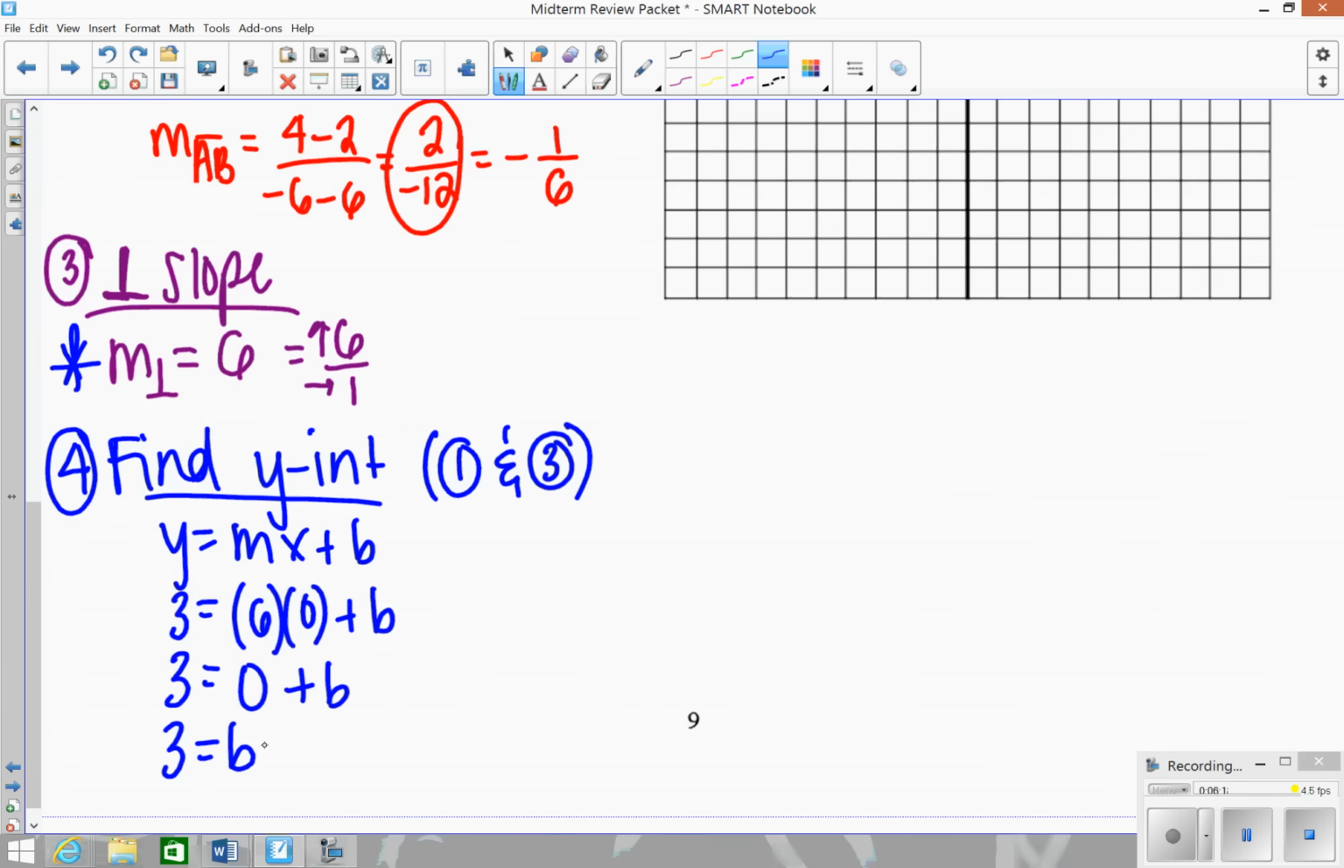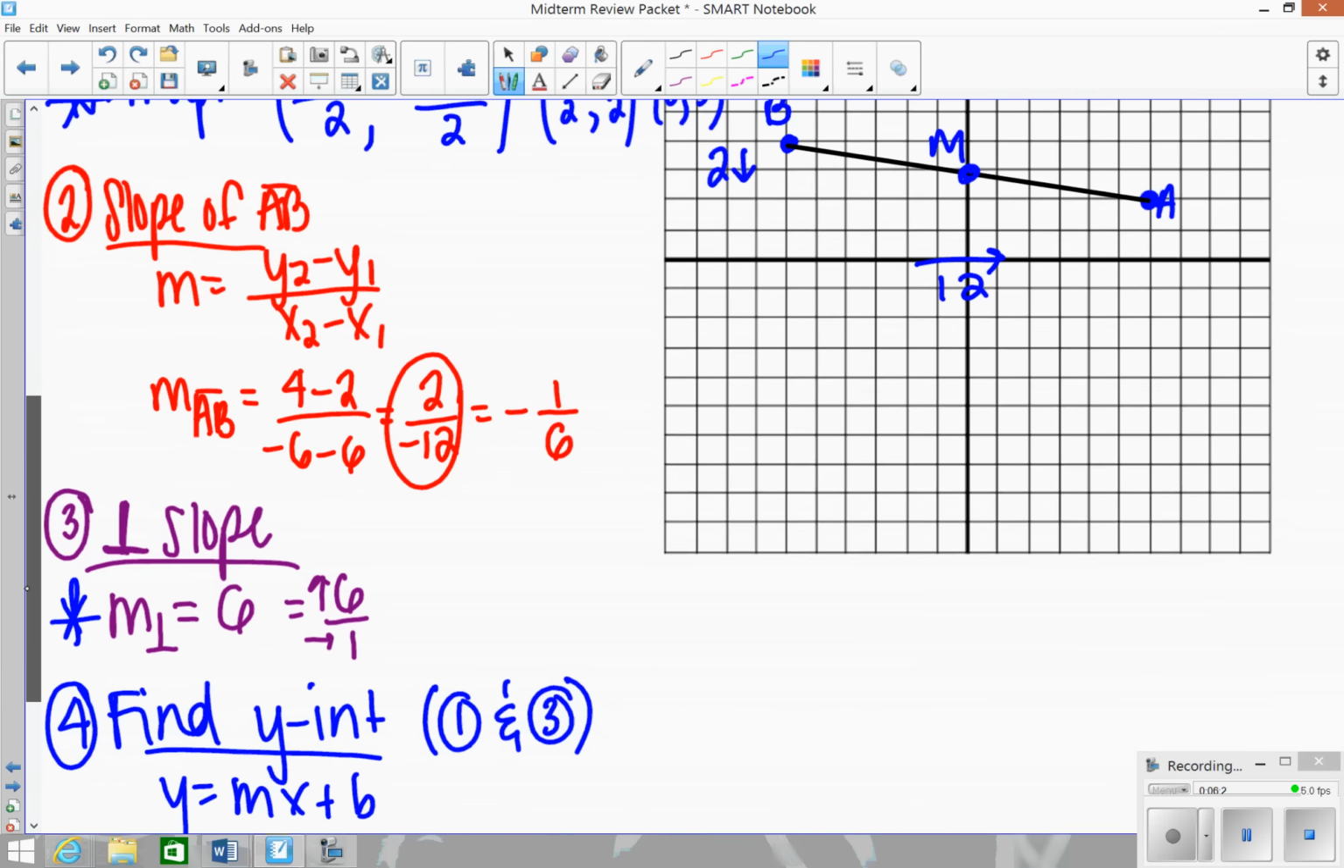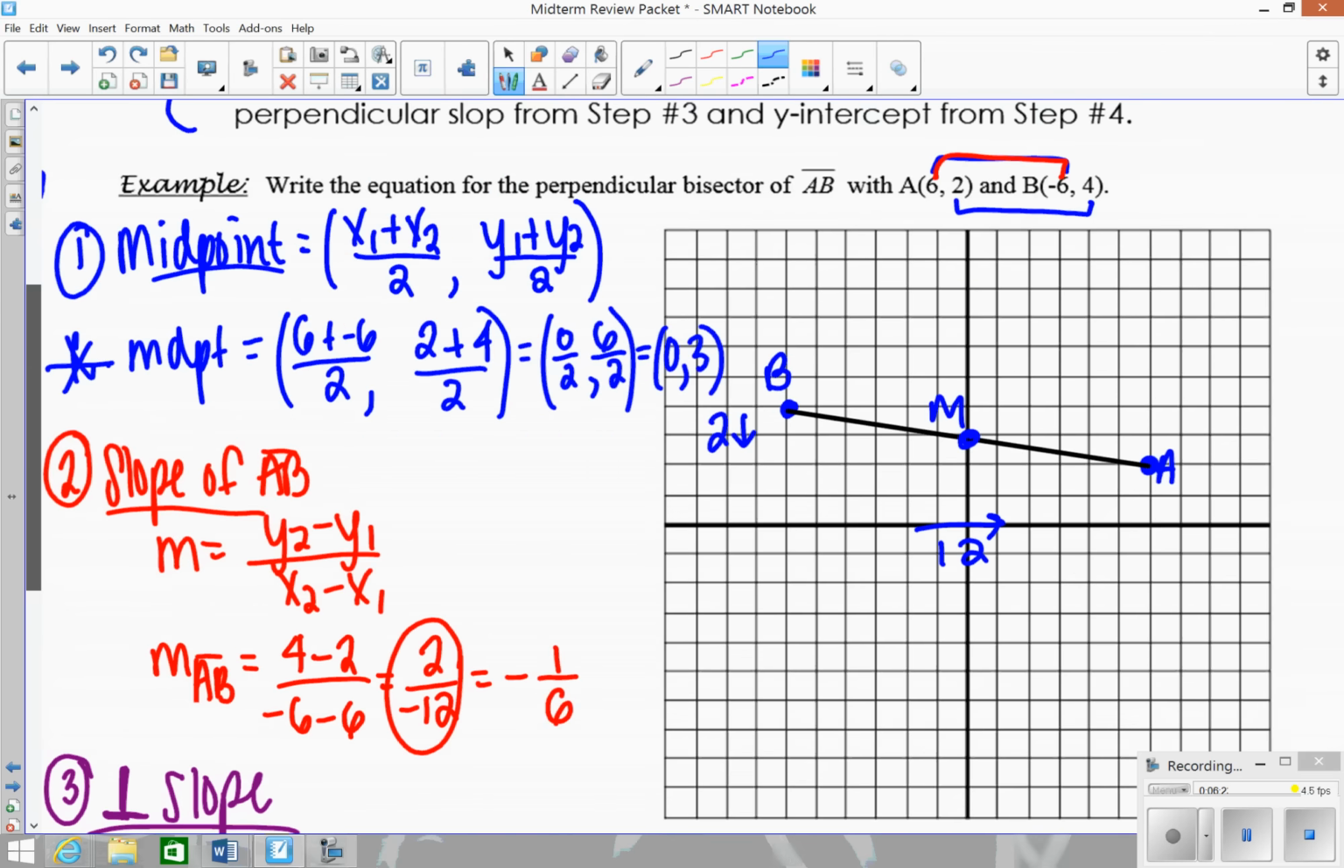3 equals b. Now, some of you might have recognized that, why am I going through and finding the y-intercept? Well, I didn't really have to, because for this particular problem, the y-intercept is already the midpoint. The midpoint is on the y-axis. However, that's not always the case, so that's why I wanted to go through the process. So you're always using the midpoint as a point the line has to pass through, perpendicular to this line, to figure out the y-intercept. Once you know the y-intercept, that's how you know where to count your slope to create your line, to create your perpendicular bisector.